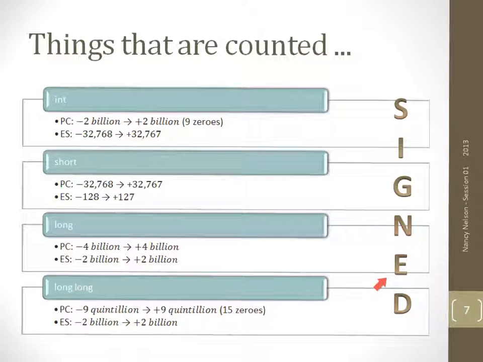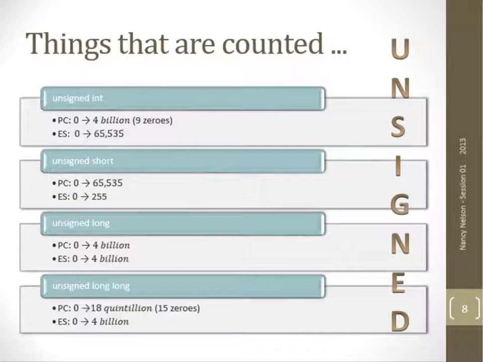Now, when we're talking signed, that means we can have negative numbers as well. So you can see all of these, by default, go from a negative value up to a positive value. And that becomes very useful if we're doing arithmetic. If we're not going to be doing arithmetic, and all we're going to be doing is counting things, that means we don't need any negative numbers. So we're going to use what are called unsigned numbers.